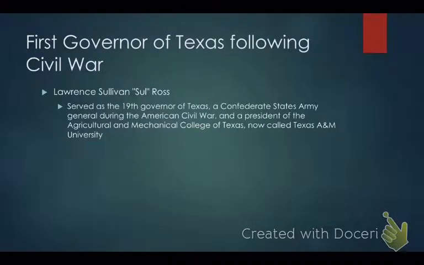The final thing was just our first governor following the Civil War. This is the guy that helped us get back into the United States and was elected. He was the 19th governor of Texas, a Confederate. This is Sol Ross, or Lawrence Sullivan Ross. He was a Confederate States Army general during the American Civil War, and a president of the Agricultural and Mechanical College of Texas, now Texas A&M University.